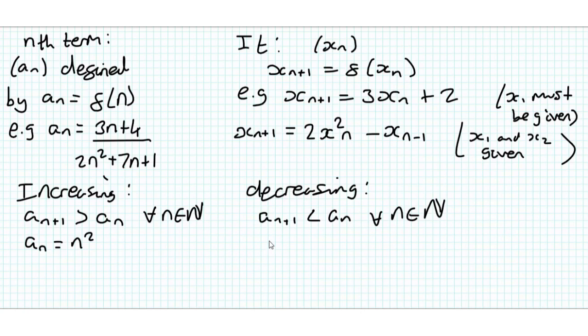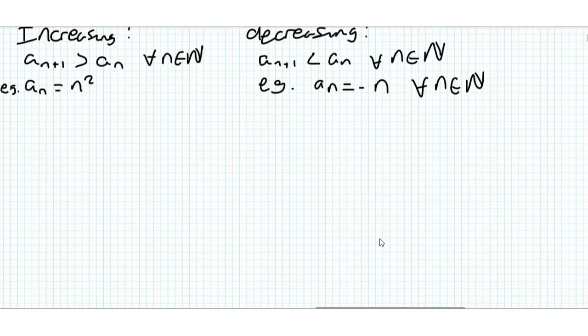So an example of this might be a_n is equal to minus n for all n natural numbers. See, as n gets bigger, minus n gets bigger in magnitude, but it's negative, so clearly this is getting smaller.